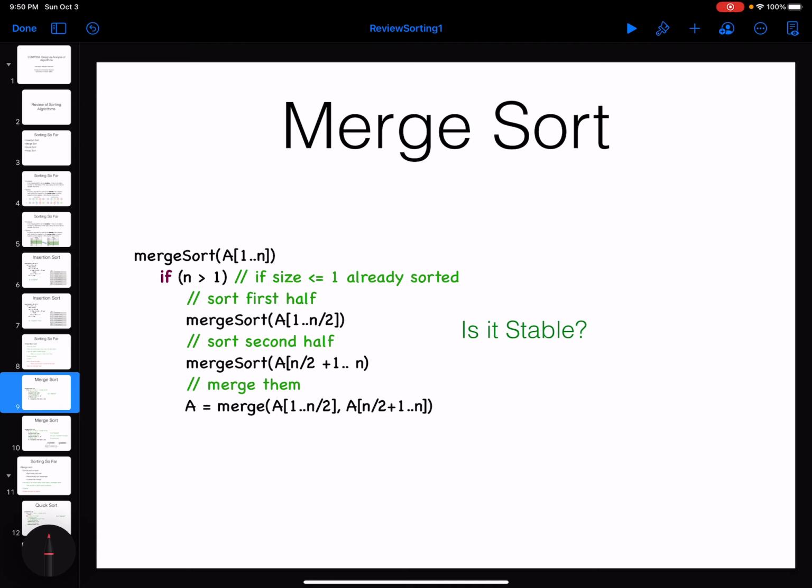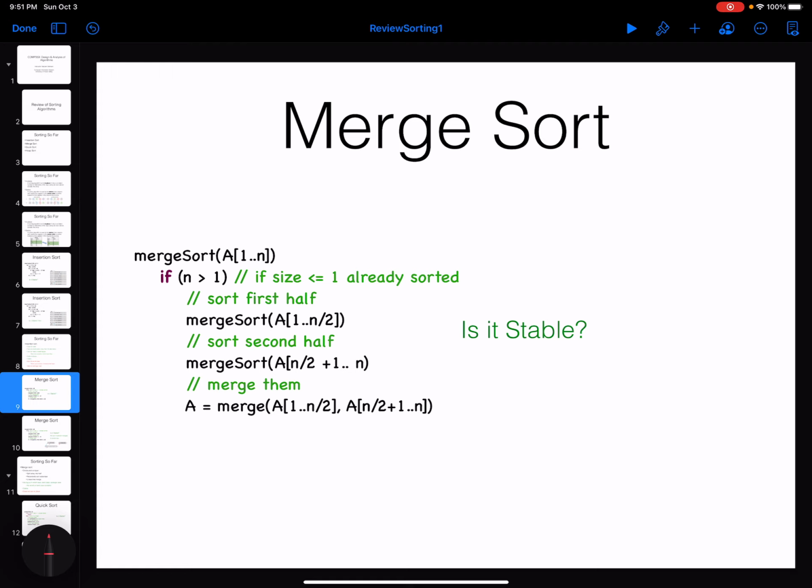The next sorting algorithm that we have is merge sort. We reviewed it, I think, in the second week when we talked about the time complexity of recursive algorithms. The idea of merge sort is that you divide it into two parts, sort each part, then merge them. My question for you is, do you think merge sort is stable or not? Pause the video, think about it, and then play the video again.